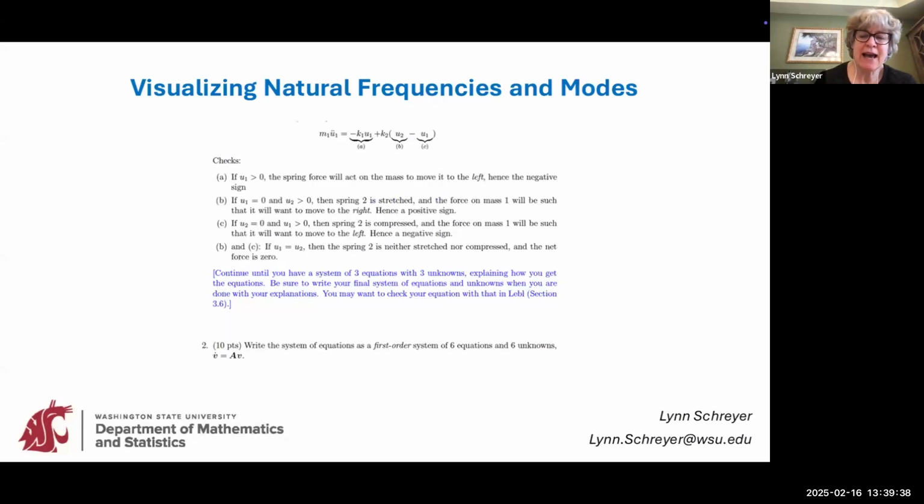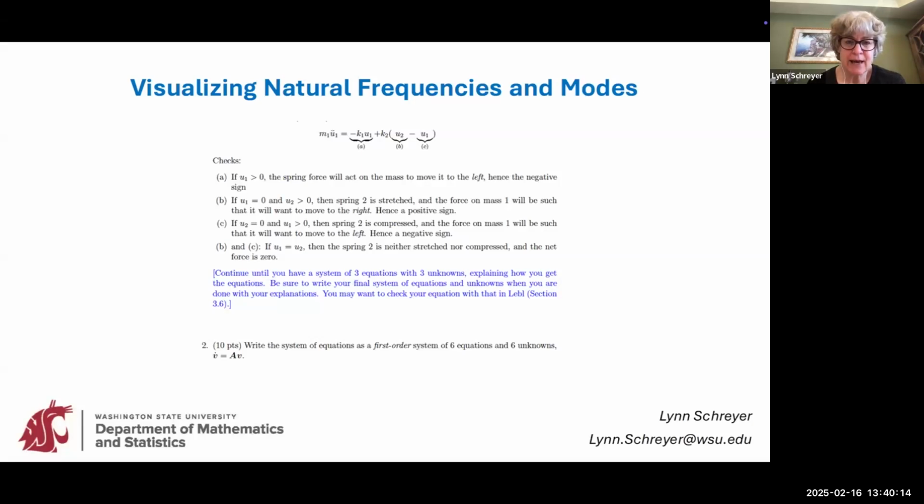And then I have them do checks. Once you have a model, you want to make sure that the model makes sense. If the spring 2 is not there, do you get what you expect to get? And if the displacement between the first mass and the second mass are equal, then the net force should be 0. So I put in several checks that I expect them to do as part of their problem. And then, of course, write it as a system of equations.